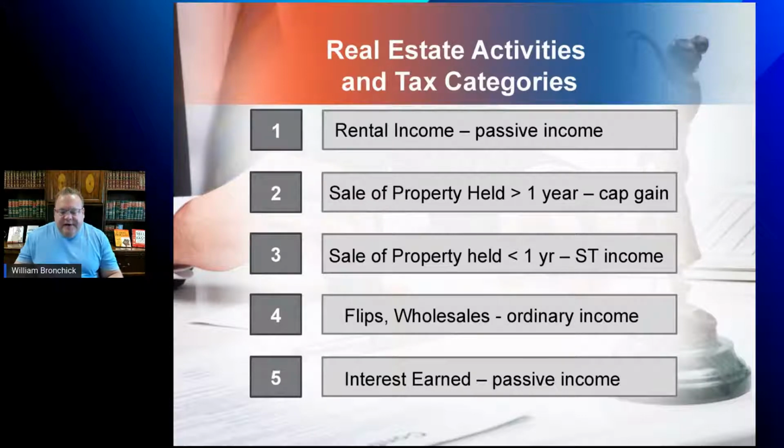If you sell a property held greater than a year, it's a capital gain. If you sell a property held less than a year, it's a short-term capital gain. So greater than a year is long-term, with a lower rate. Less than a year is short-term, not subject to FICA, not ordinary, but Schedule D income. Flips and wholesales: wholesales are definitely ordinary income. It's earned income, like a real estate commission.